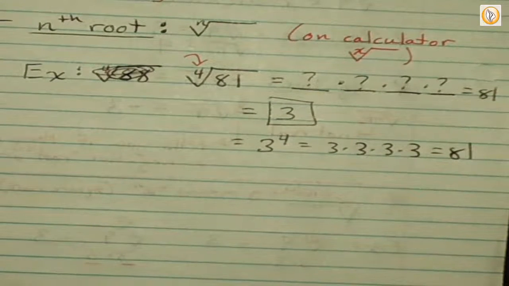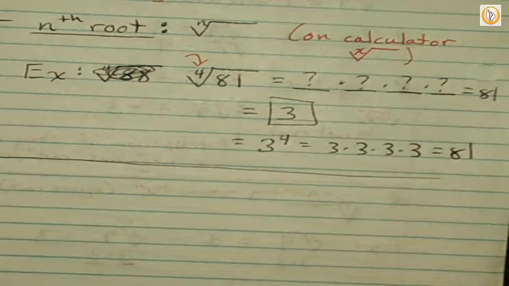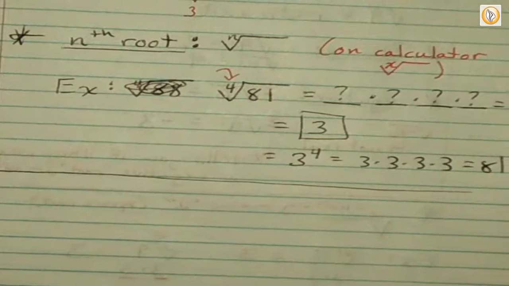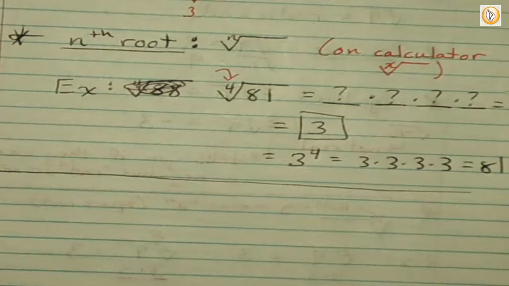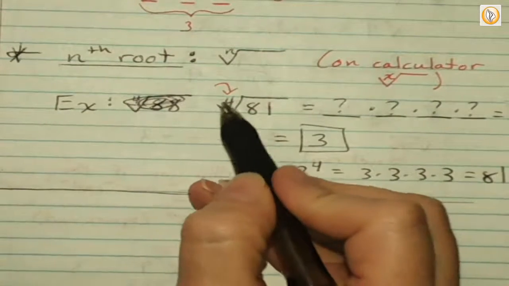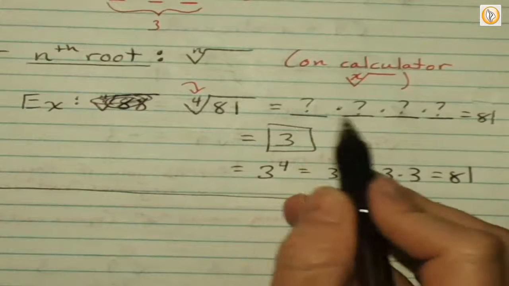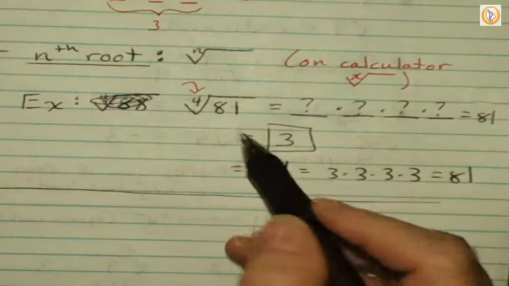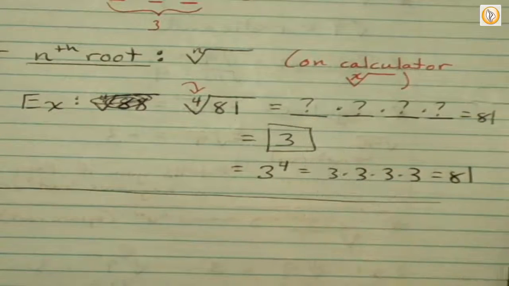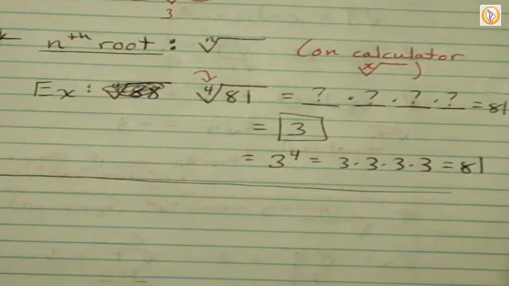All right, more information. Do you understand how those roots work? Remember, whatever's in the little check thing right here tells you what they're looking for. It could be 3 numbers when multiplied together give you the radicand, or 4, 5, whatever. It gets hard as they get bigger.